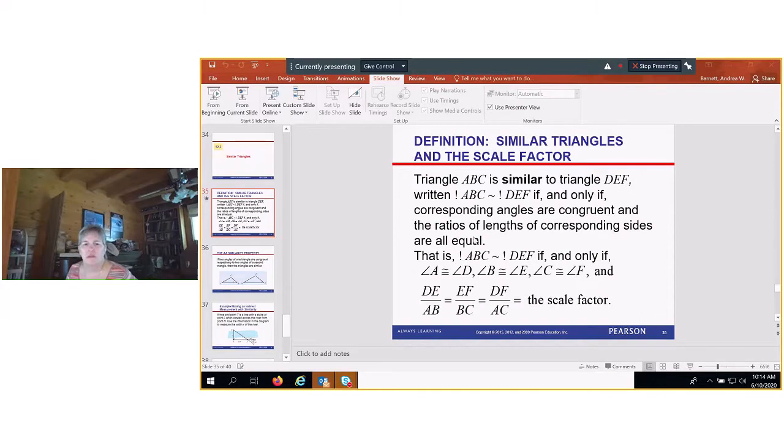So we went over this slide the other day. Triangle ABC is similar to DEF, and it's written with this symbol. This little similar symbol is not going to be the same as the congruent symbol. Congruent has the equal sign and the similar symbol. Y'all are looking at a slide with the definition of similar triangles, correct? Yes. Okay.